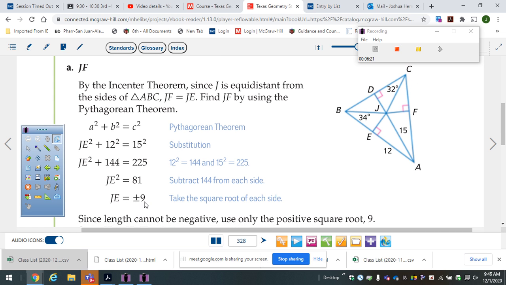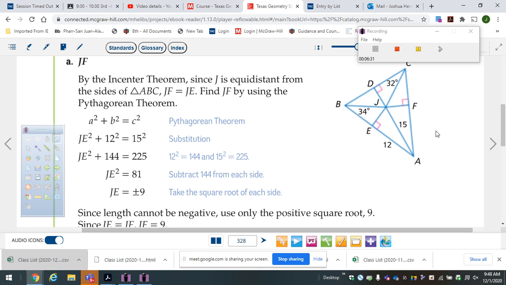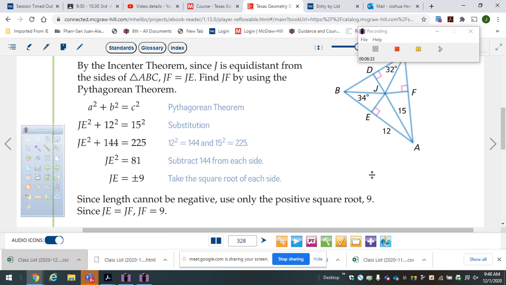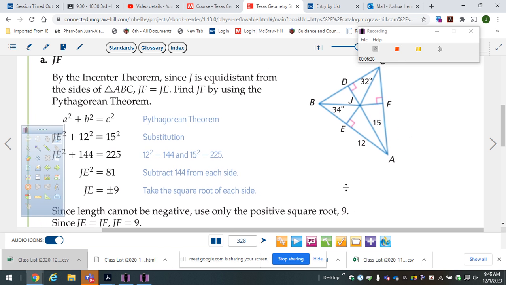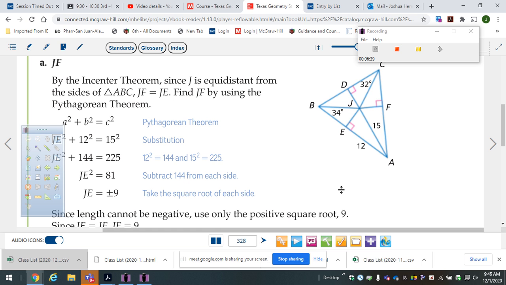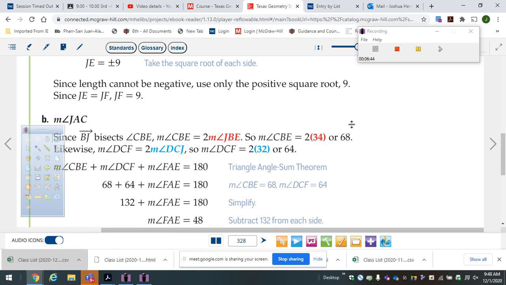Now, it's true, it could be plus or minus 9. We've never really talked about that, but I'll get you a lesson on that one later on. That one now, it says since it's a distance, it has to be positive, okay? Moving on. We're good on that one, guys. What do y'all think? Anybody have any questions there? Okay, let's move it on.